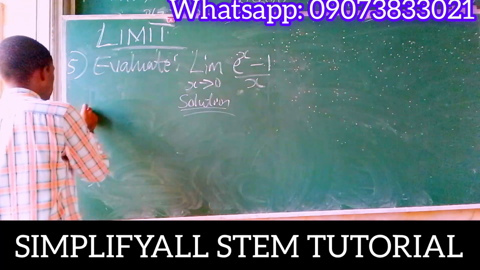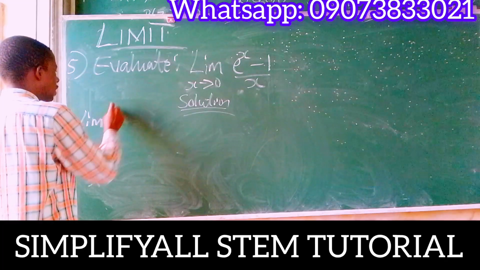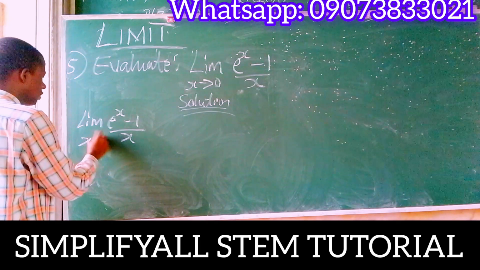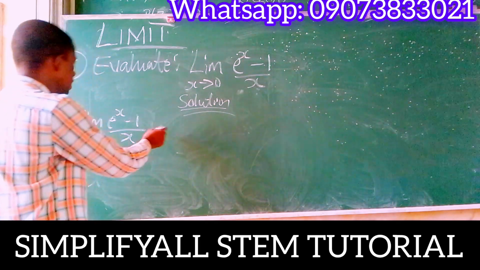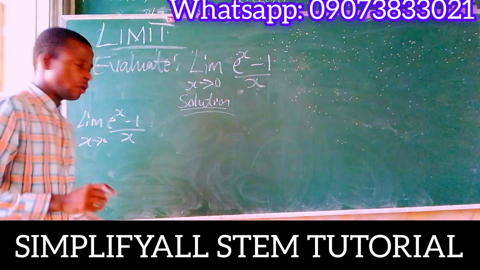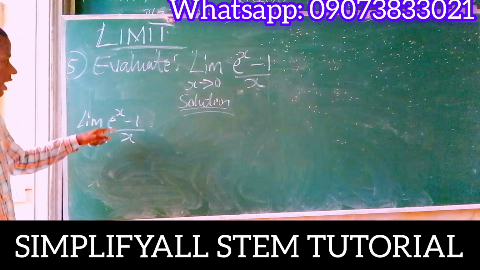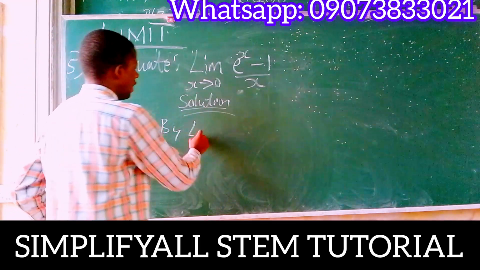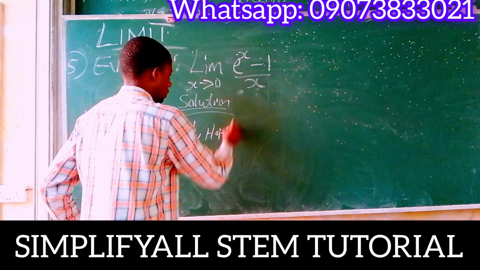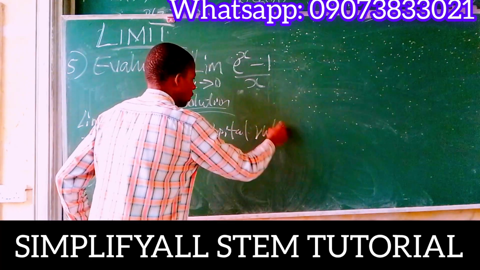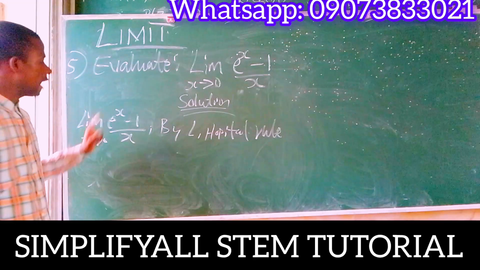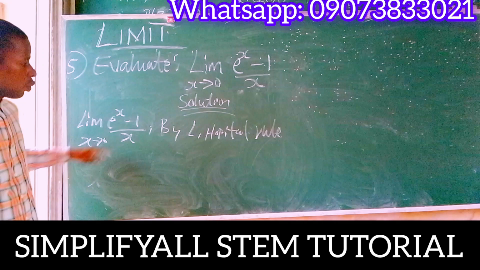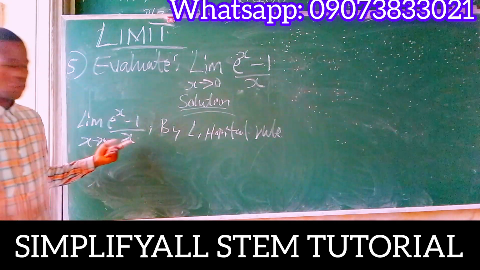Now we have the limit of exponential x minus 1 all over x, as x tends to 0, right? Now in this case, what we are going to do is to differentiate each of these functions by L'Hospital's rule. We are going to differentiate the numerator and denominator until, when we substitute this limit as x tends to 0, we are not going to have 0 in the denominator. So let's look at how to do it.